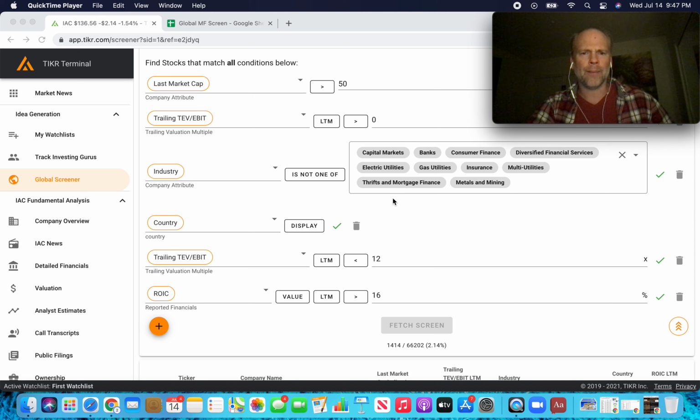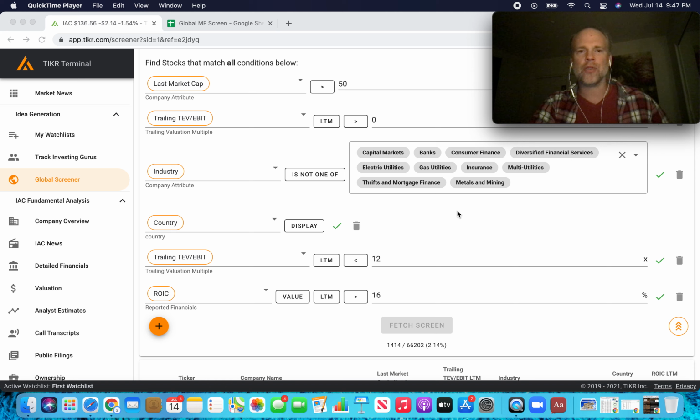And then this return on invested capital, I set it for greater than 16. Originally, I had it for greater than 15%, but I was getting a few too many results from the screener. So I bumped it up to 16, and then, like magic, it dropped down below 1,500 results.